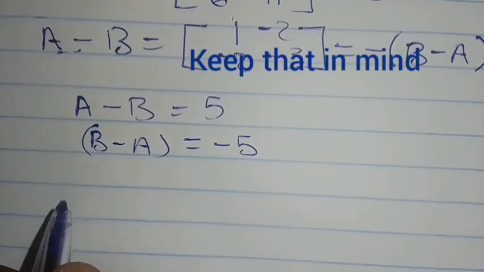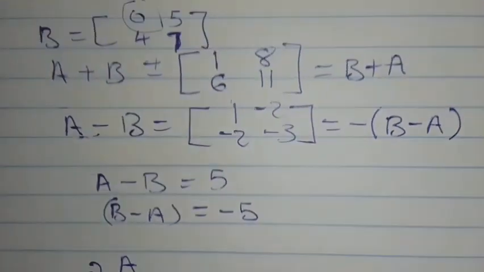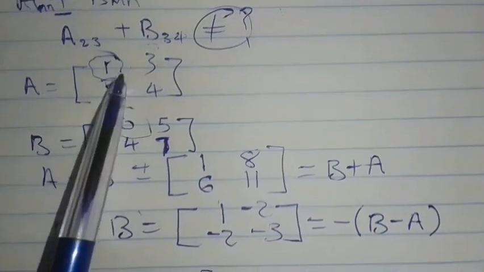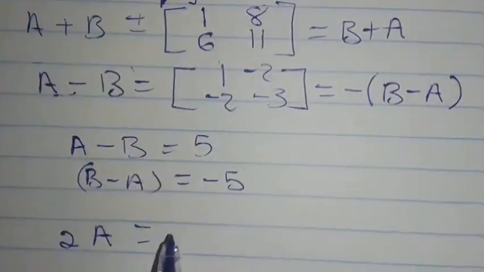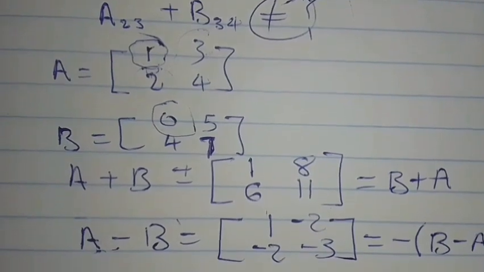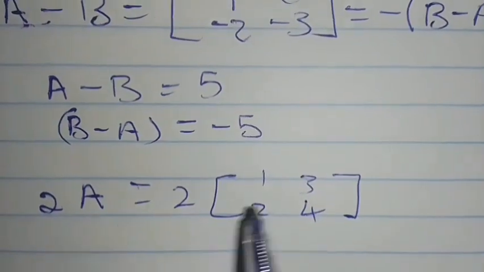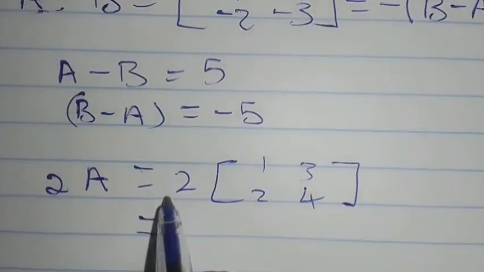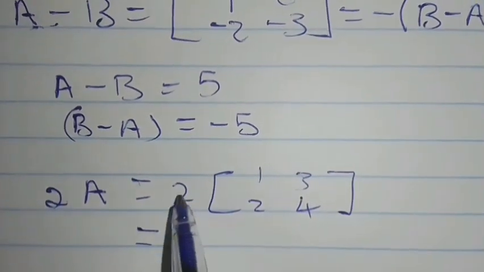So what about when we take a scalar multiple of a matrix? I'm just going to give an example with the same matrix we have here. 2 times A, that's just going to be 2 times, and remember, matrix A is 1, 2, 3, 4. Just copy that there. So now we have something like this. What you're going to do is multiply every entry in here by this scalar multiple.